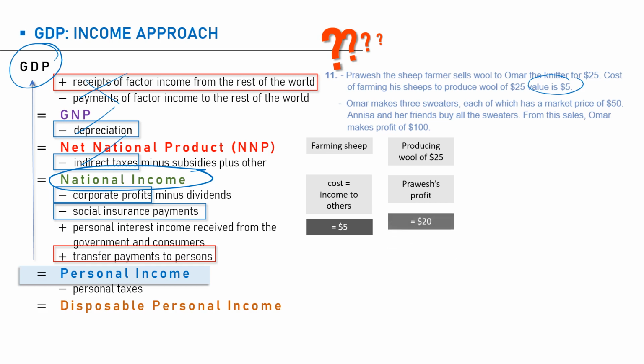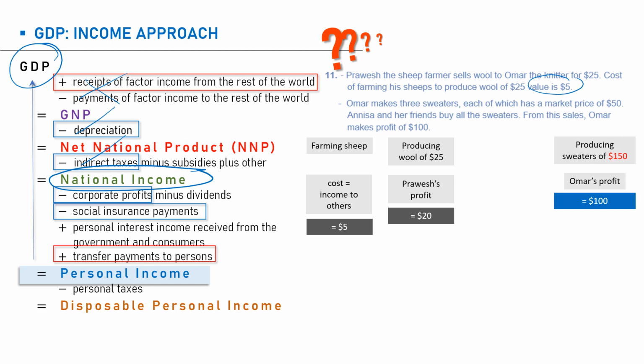All right, so Prawes' profit is clearly just $20: 25 minus 5. Okay, and then there is another activity, which is the production of sweaters worth $150, and also information about the profit made by Omar from selling the sweaters, which is $100. If we already have the $100 of profit, we know that the difference will be the cost of production for producing sweaters.